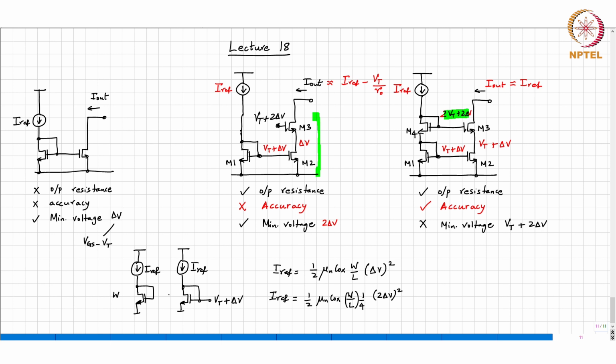This is W by L. Okay, this is W by L times 1/4. What is this gate potential? This is Vt plus 2 delta. Does it make sense? Okay. So now can you tell me how to generate Vt plus 2 delta V? What will we do?